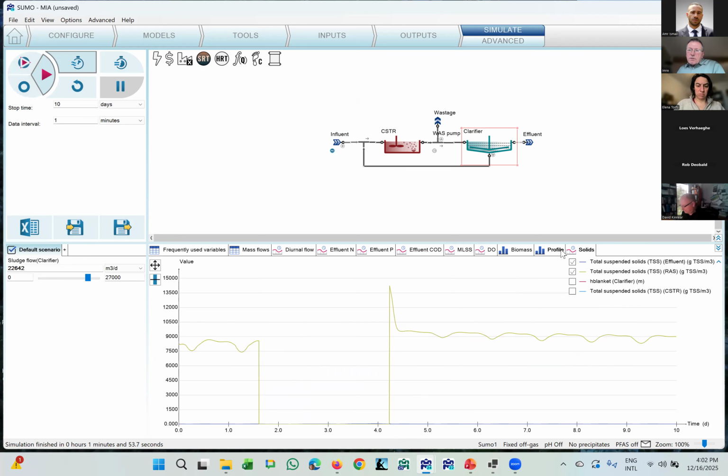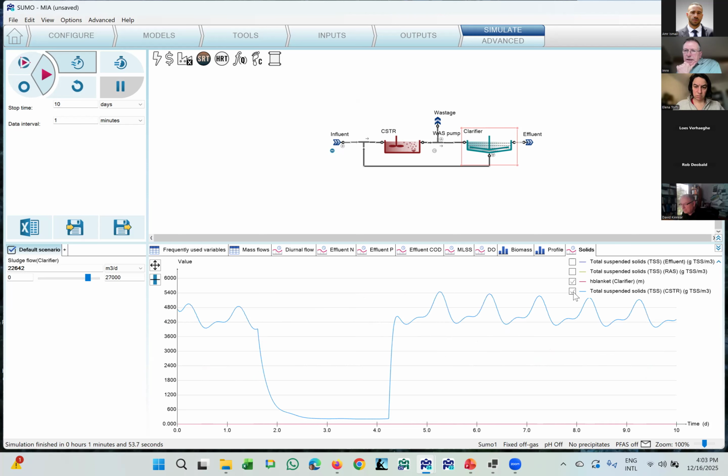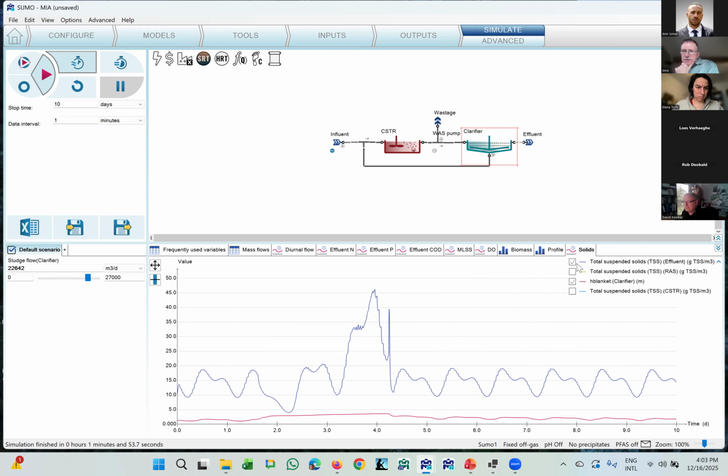So essentially, the clarifier emptied down, it's getting back to the normal return concentration, and the effluent solids and blanket also recovered. Let me see. The blanket and the effluent solids. This is not the effluent solids, this is the CSTR. Effluent solids is here. So you see, as soon as we started returning solids and started to drain the clarifier, the effluent solids dropped down to the normal level.